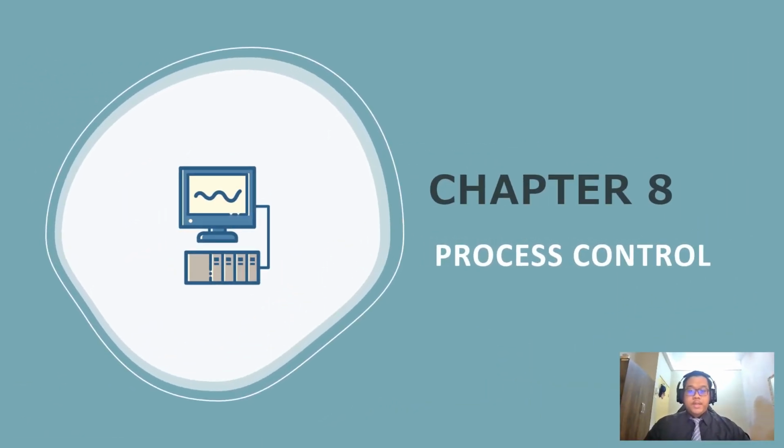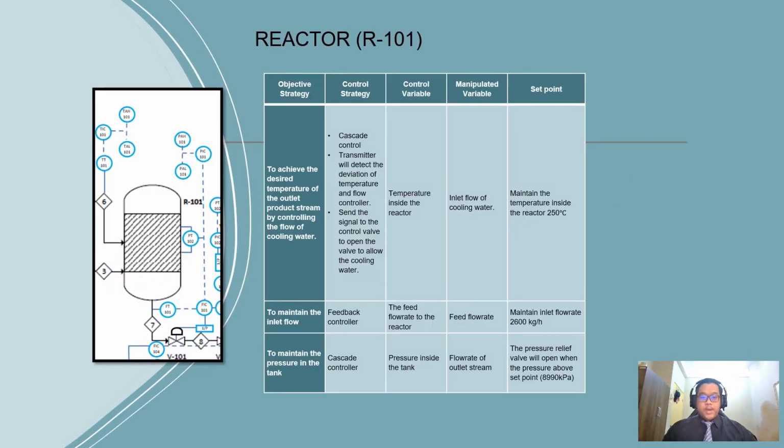My name is Muhammad Adi bin Aziz and now we proceed to chapter 8, which is process control. Now we look at the control device installed in our reactor R101. The first objective is to achieve the desired temperature of the outlet product stream by controlling the flow of cooling water. The control strategy we use is installing cascade control.